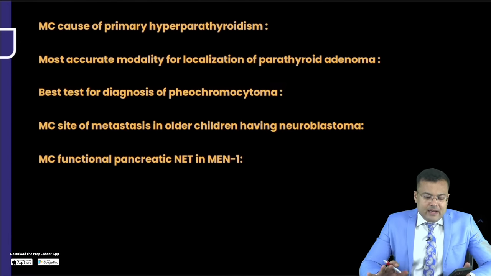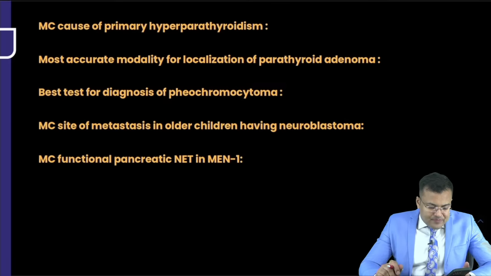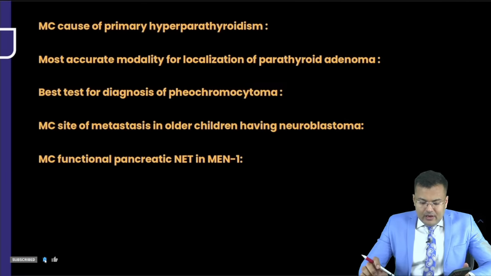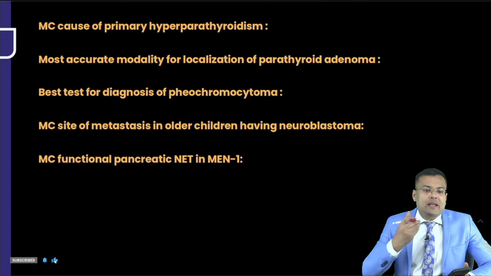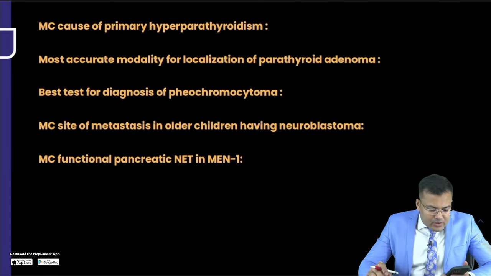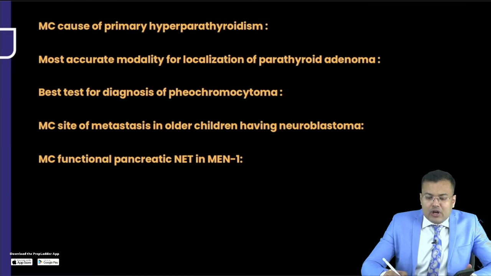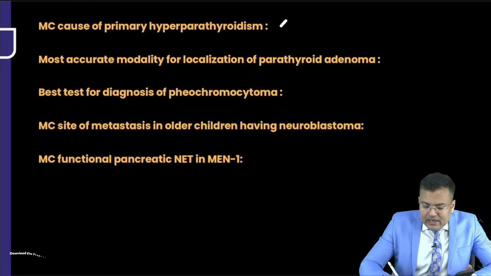Next question, tell me, guys, what is the most common cause of primary hyperparathyroidism? Waiting for your reply. Mushahid Khan, Abhishek Ankur, Uma, SVK. Easy question. Yes, Shubham, Mushahid, Bhargavi, all of you are correct, guys. Most common cause is solitary adenoma, parathyroid adenoma, and in 80% cases, it is solitary adenoma.